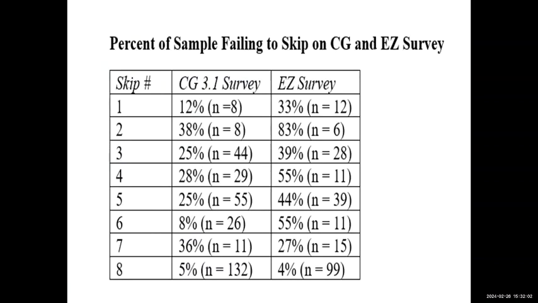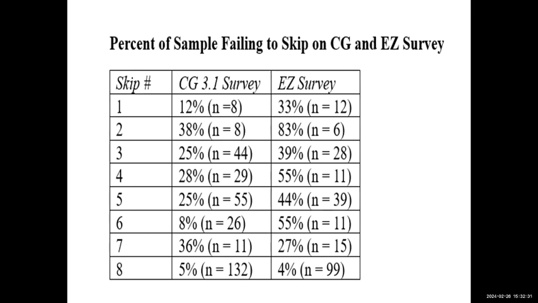Okay, so the first main result is the percent of the sample that failed to follow the skip pattern on these two surveys. So we had 8 different opportunities where there was a screener question and you could then skip if you gave a response that implied you should skip. So what I'm showing is people that should have skipped based on their answer to the screening question, what percent of them failed to skip.